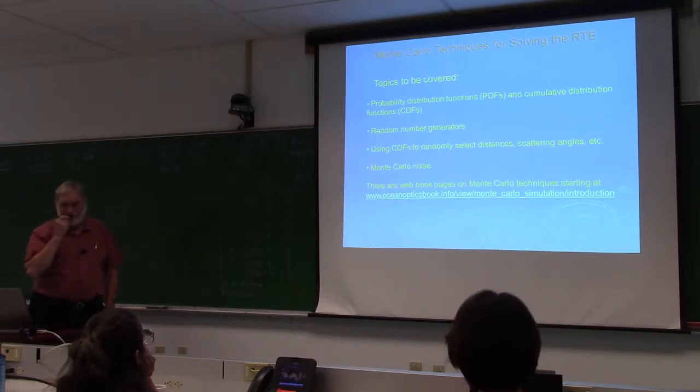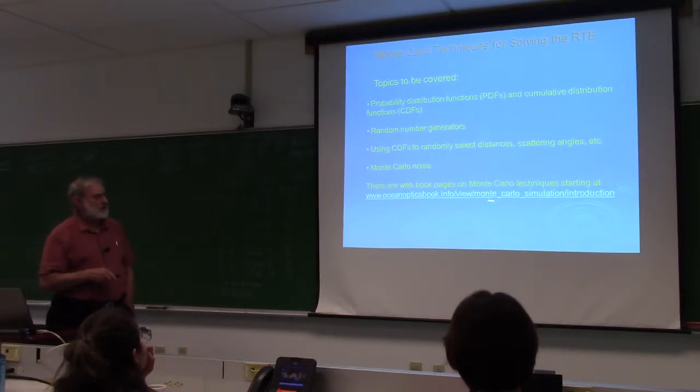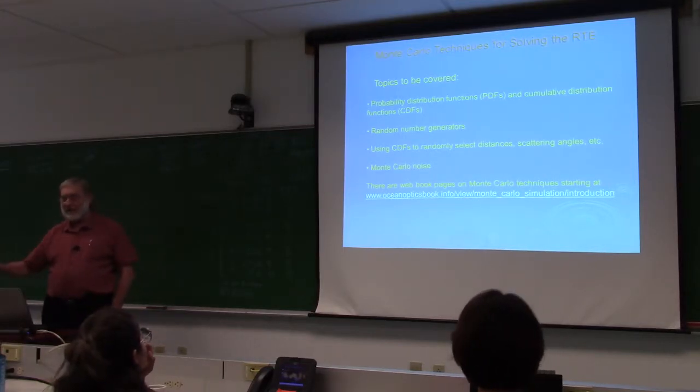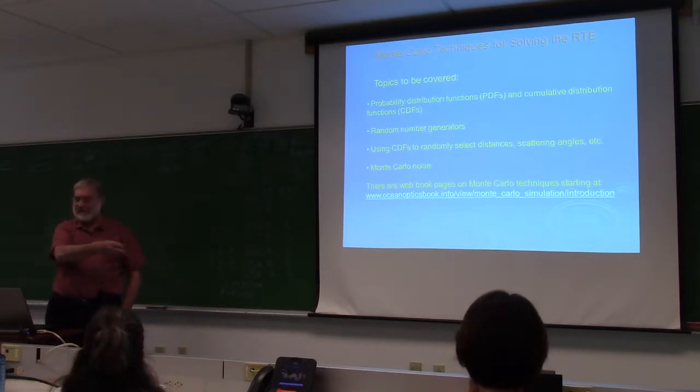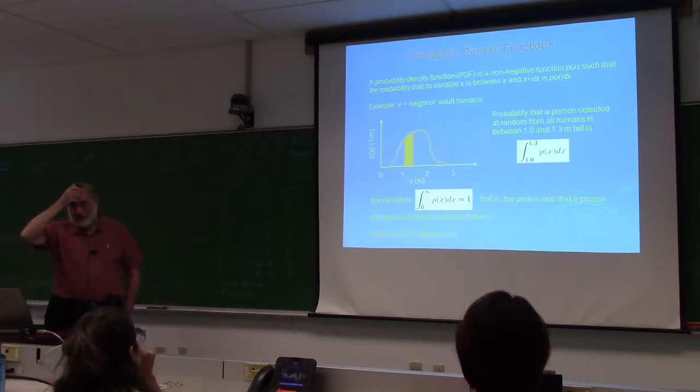So what I'll do here, for those of you who didn't take your undergraduate probability class like you should have, we'll review the basic ideas of probability theory that we'll need here, talk briefly about random number generators, cumulative distribution functions, Monte Carlo noise, and then there's a whole series of webbook pages on Monte Carlo techniques, of which we're going to cover basically the first page, and then there's a bunch of fancier things you can do that we won't talk about.